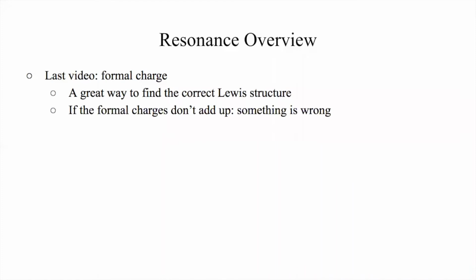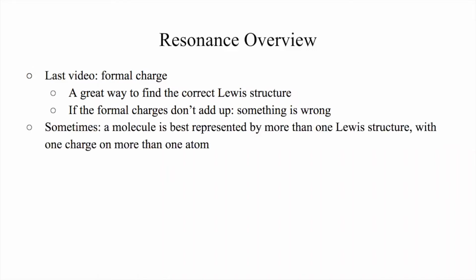In the last video, we discussed formal charge. Formal charge is a great way to find the correct Lewis structure for a molecule. If the charges on the individual atoms don't add up to the overall charge of the molecule, you've done something wrong. However, sometimes a molecule is best represented by more than one Lewis structure, with one charge located on more than one atom. This is called resonance.